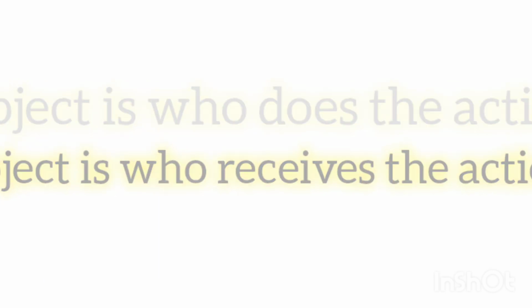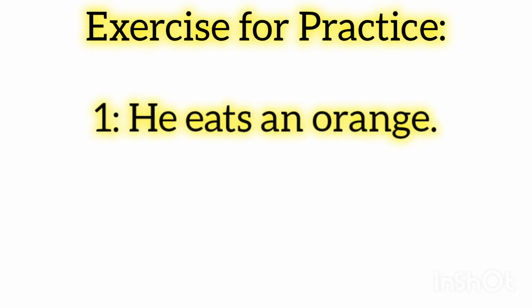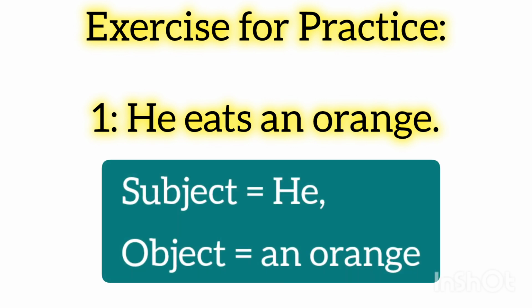Now, for better understanding, I want to give you an exercise where we will find the subject and object in these simple sentences. So look at the first sentence. He eats an orange. Here, the subject is he and the object is an orange.